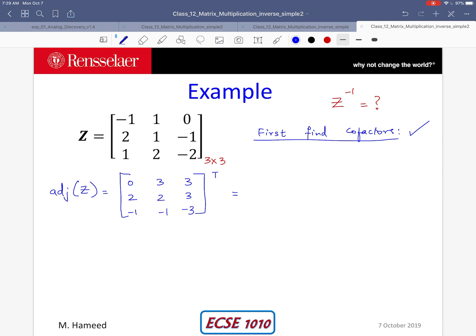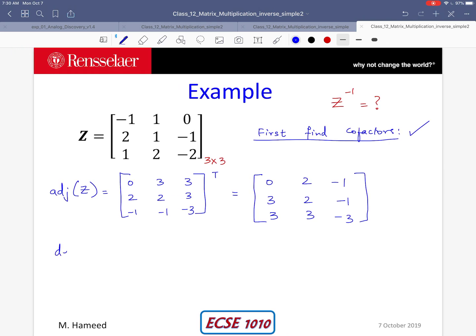To find the transpose, we would have all the rows switched with all the columns. So for example, in this matrix over here, the first column is 0, 2, negative 1. That would essentially be our first row after we do the transpose. It is essentially switching all the rows with columns. So first column is 0, 2, negative 1, that becomes the first row. Second column is 3, 2, negative 1, that becomes the second row. 3, 3, negative 3 becomes my third row. So I've already done the transpose now.